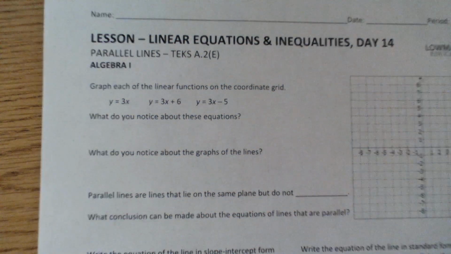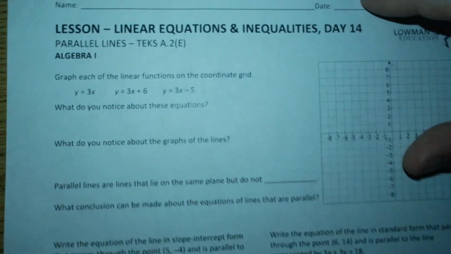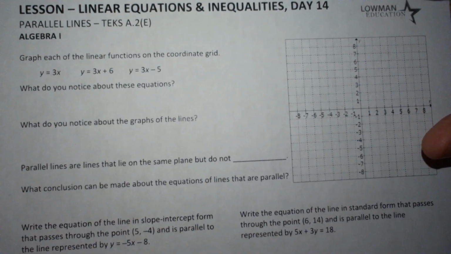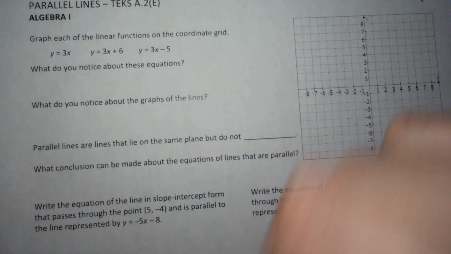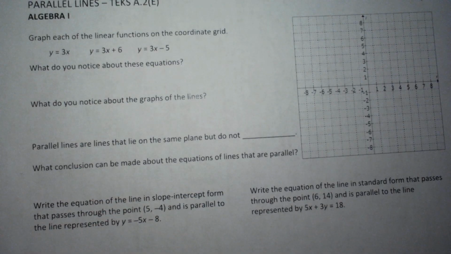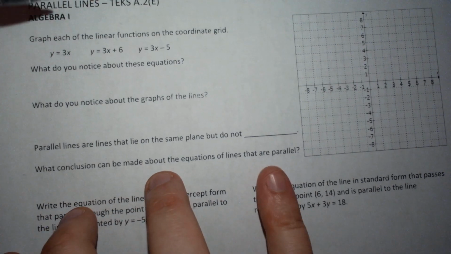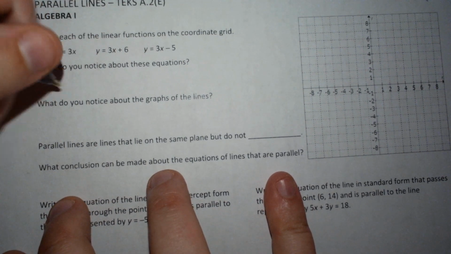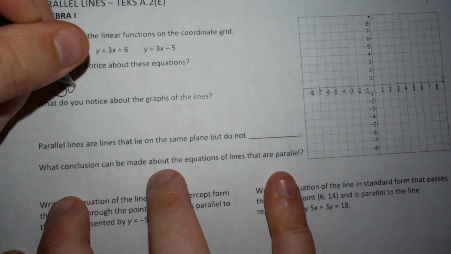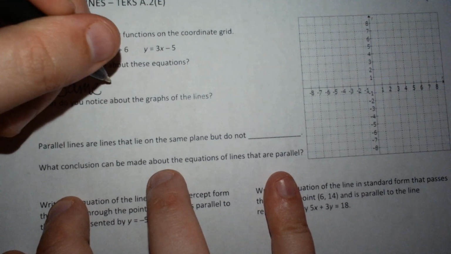Okay, we're going to take some time and look at parallel lines, and so that kind of gives away the first part of what we're looking for here. When we look at these, I have y equals 3x, y equals 3x plus 6, and y equals 3x minus 5. So when we're looking at those, you probably notice that all of these equations have the same slope. And so we say they have the same slope.